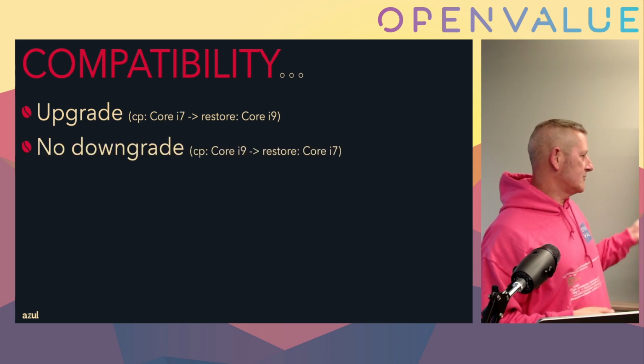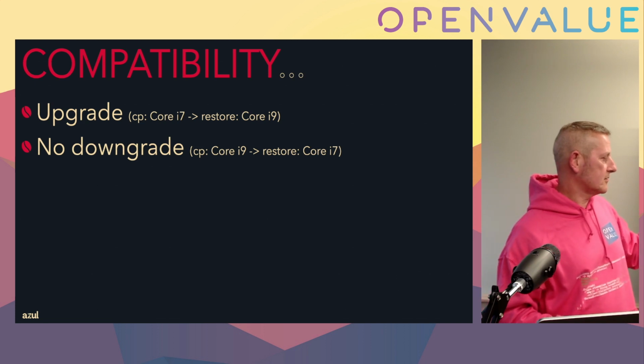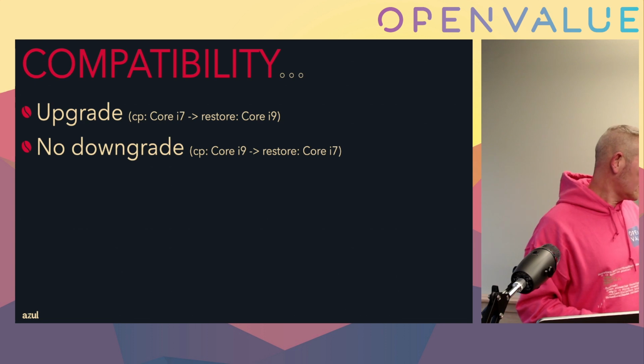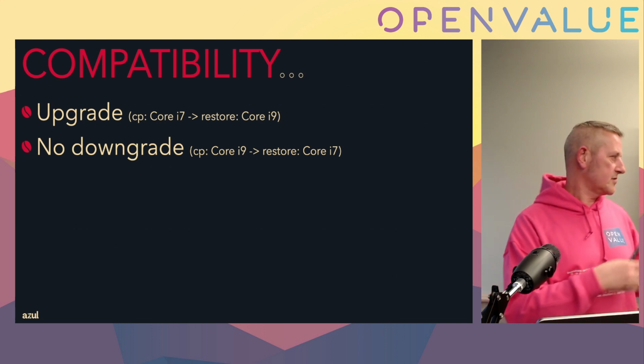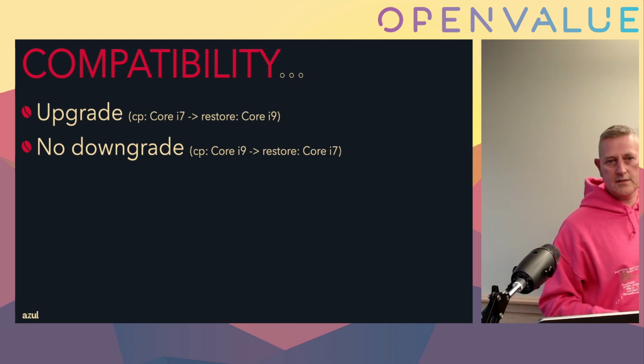And what's not possible at the moment is downgrade. So you can't really create a snapshot or checkpoint on a Core i9 CPU and then restore it on a Core i7, because the JVM code from the Core i9 will use optimizations that are specific for this processor type. And they are not available on this Core i7.